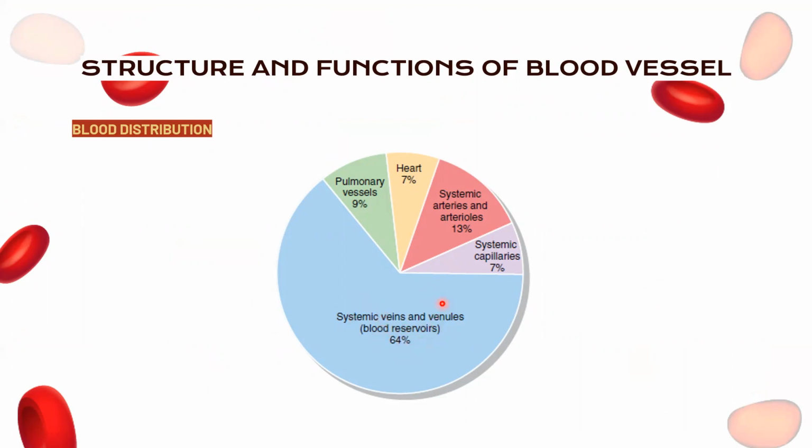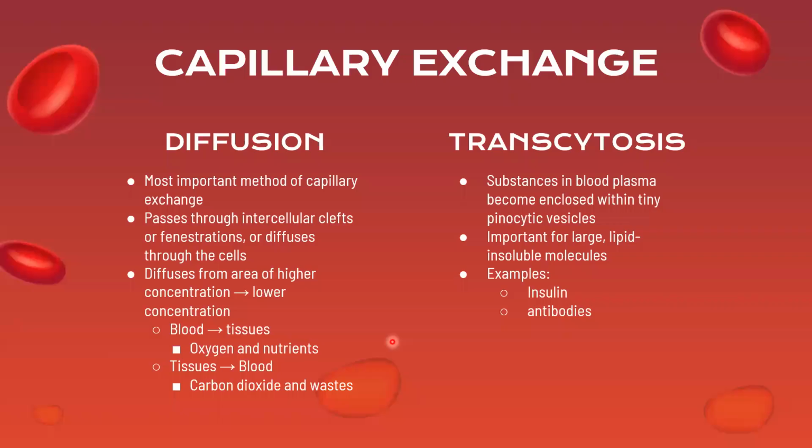Blood reservoirs are the veins and venules. Capillary exchange occurs through diffusion and transcytosis. Diffusion is the most important method of capillary exchange. It passes through intercellular clefts or fenestrations, or diffuses through the cells. It diffuses from an area of higher concentration to an area of lower concentration. From the blood to the tissues go oxygen and nutrients; from the tissues towards the blood go carbon dioxide and waste. So these different examples are exchanged through diffusion.